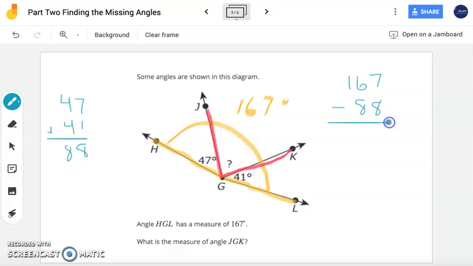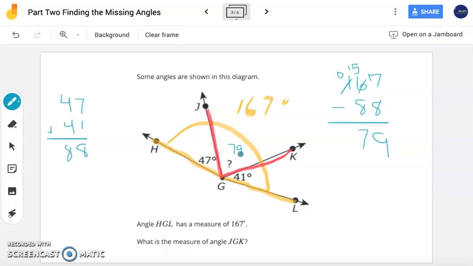Now again, I'm recognizing, wow, I need to borrow here. And when I do borrow, in fact, I need to continue borrowing, and that's okay that I have to borrow when I'm doing this work. Now, 17 minus 8, we're left with 9. 15 minus 8, we have 79. Now, this was a lot of work. This was a two-step process. We determined that this missing value is 79 degrees.